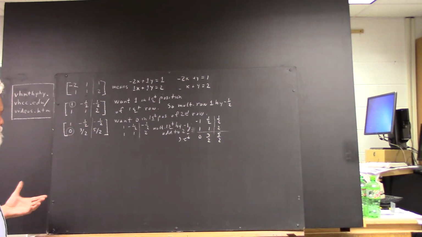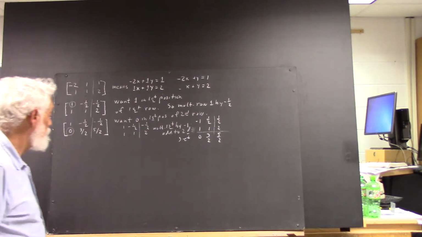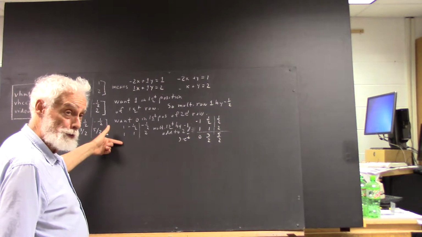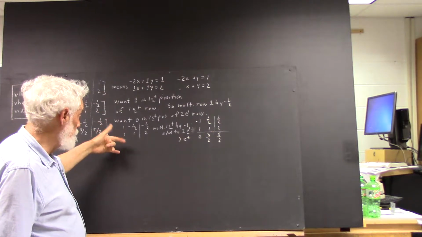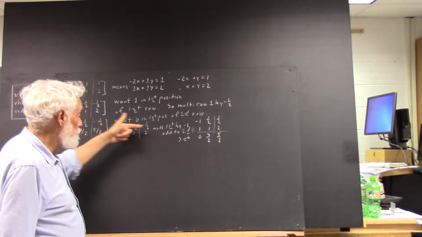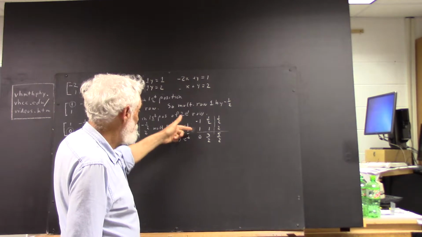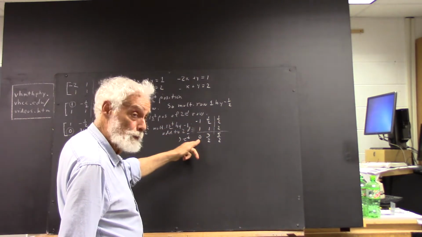Do we understand what we've done? We wanted a 0 here. Here's our first row, here's our second row. What can we do to get a 0 here? We can multiply the first row by -1, and then add that to the second row, and we're going to get a 0 here.